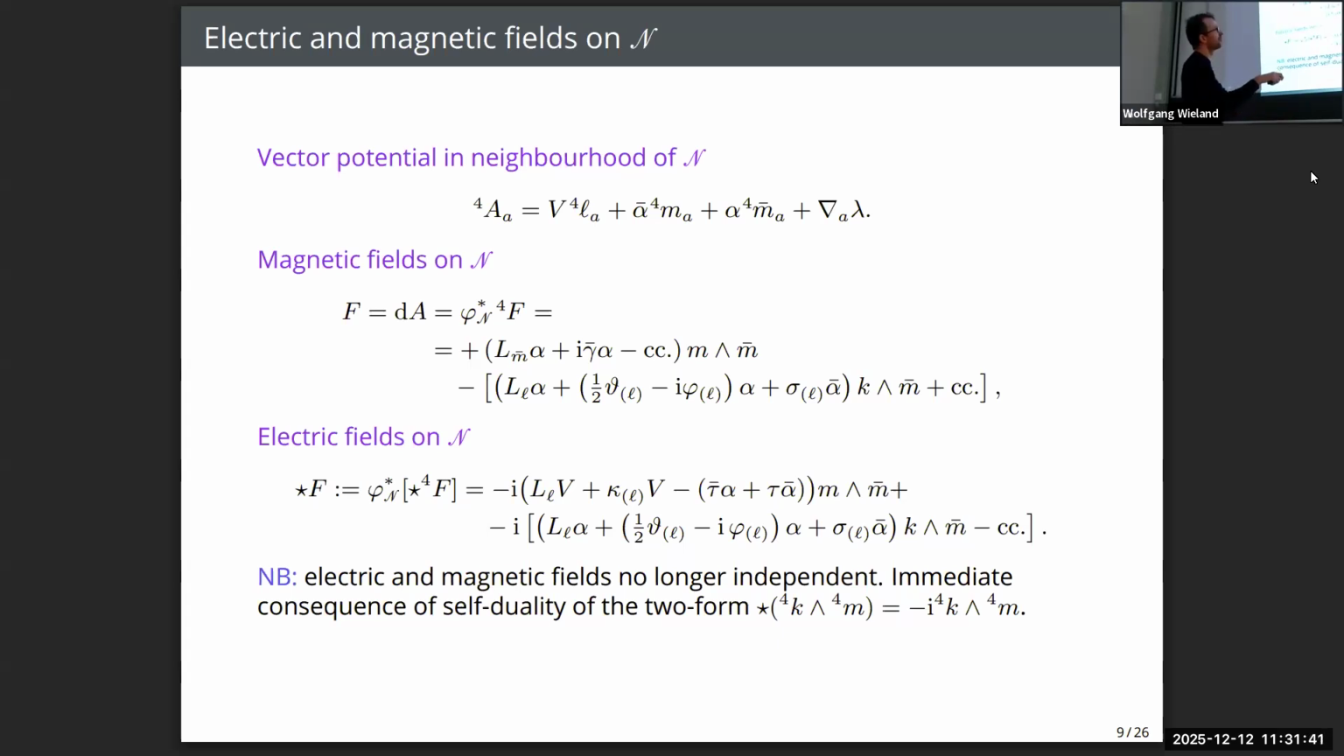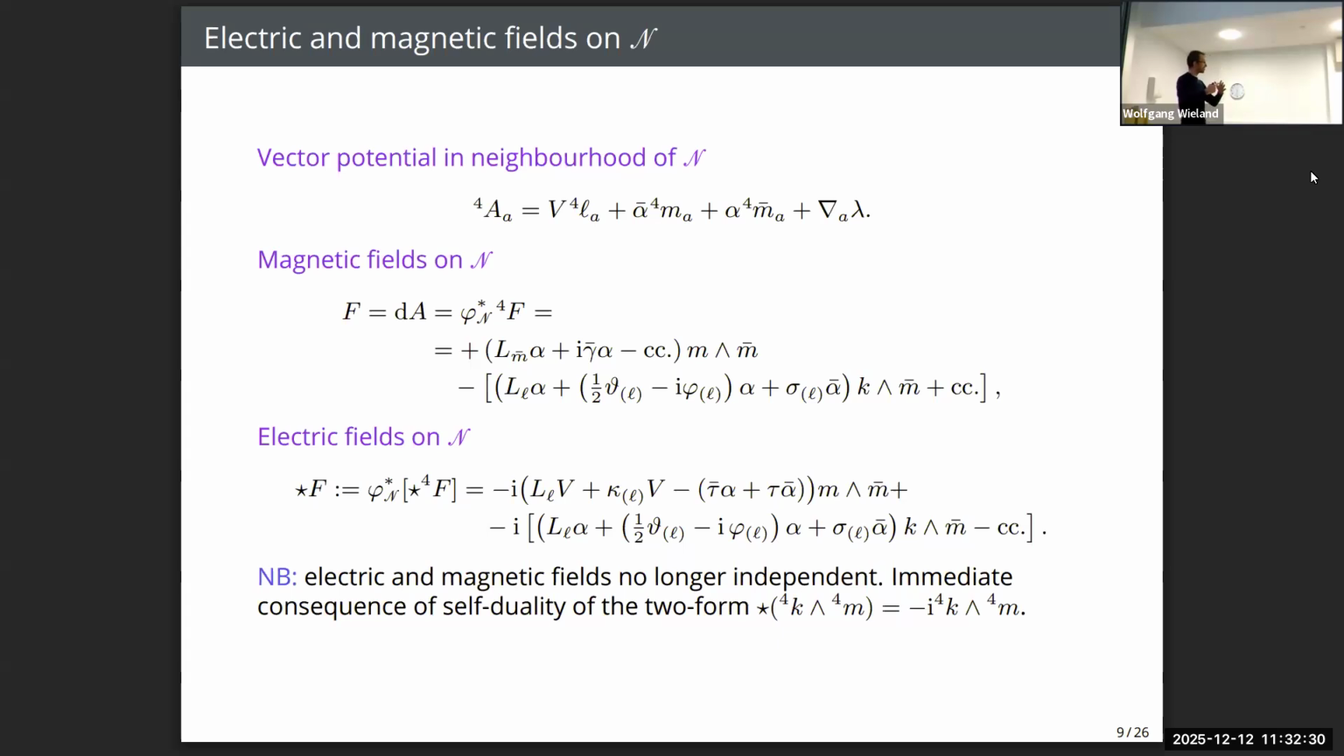And these two-forms appear both in the decomposition of the Faraday tensor and its dual on the null hypersurface. So what we see here is that electric and magnetic fields on the null hypersurface are no longer functionally independent. This is very different from a spacelike hypersurface. Remember, on a spacelike hypersurface, B is curl A, and E is gradient phi minus A dot. So to get the electric field, you need to know the time derivative of the vector potential off the hypersurface, while for the magnetic field, you just need the vector potential.